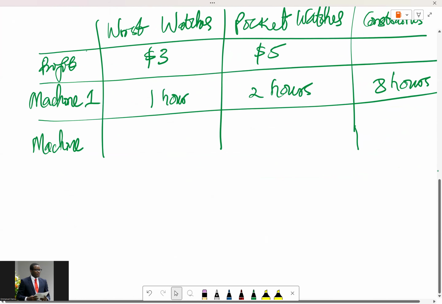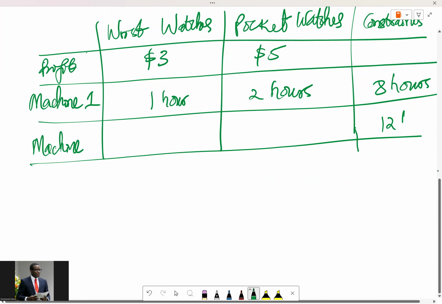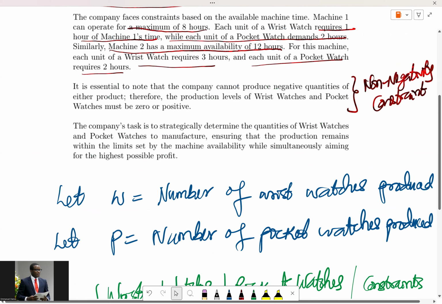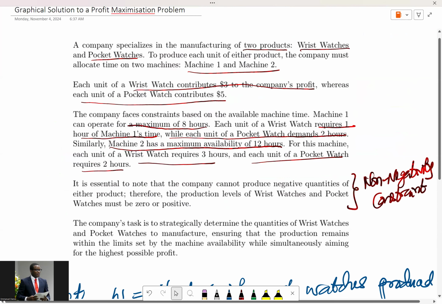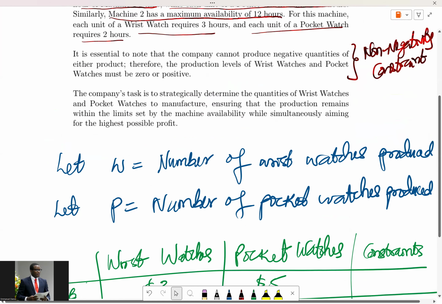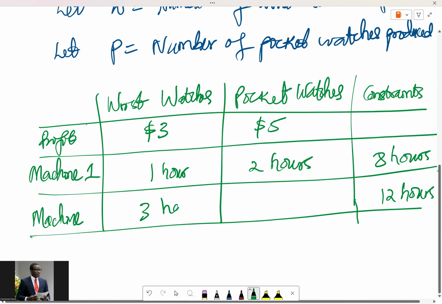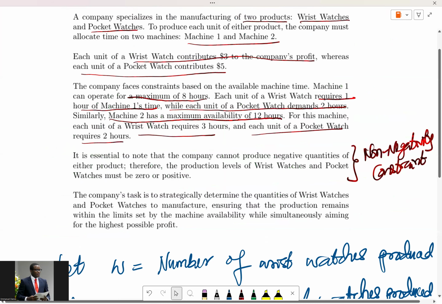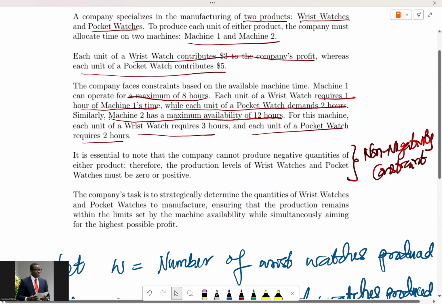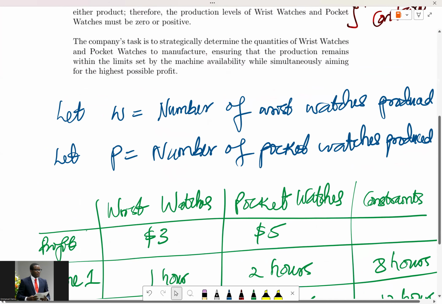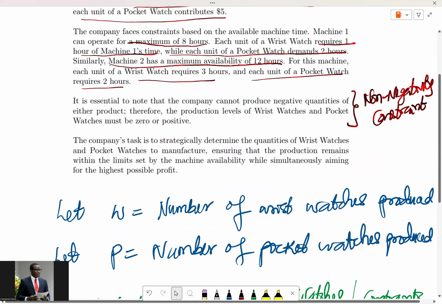So machine 2 is only available for 12 hours. So that's a constraint right there. And once that is taken care of, each unit of a wristwatch requires 3 hours and each unit of a pocket watch requires 2 hours. So this 3 hours and this 2 hours again. Okay, let's look at that. 1 hour, 2 hours, then 2 hours, then machine 2, wristwatch 3 hours, pocket watch 2 hours. Okay. What else do we have? I think that's about all we need, right?